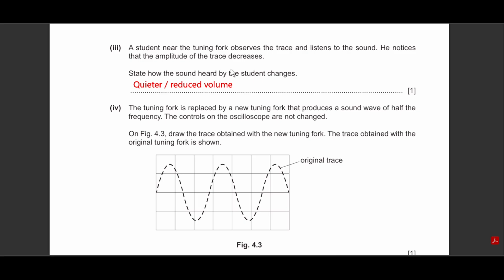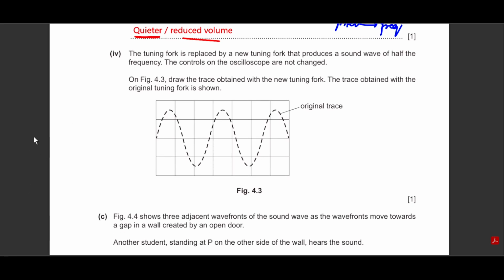Question number 3. It says a student hits the tuning fork, observes the trace, and listens to the sound. He notices the amplitude is decreasing. Now, there are 2 things with this. Amplitude is linked to loudness, and pitch is linked to frequency. That's the knowledge requirement. So if the amplitude is decreasing, the loudness will decrease, which is why we say that the sound is going to be quieter, or the volume will be reduced. Next question, it says this is the original trace.